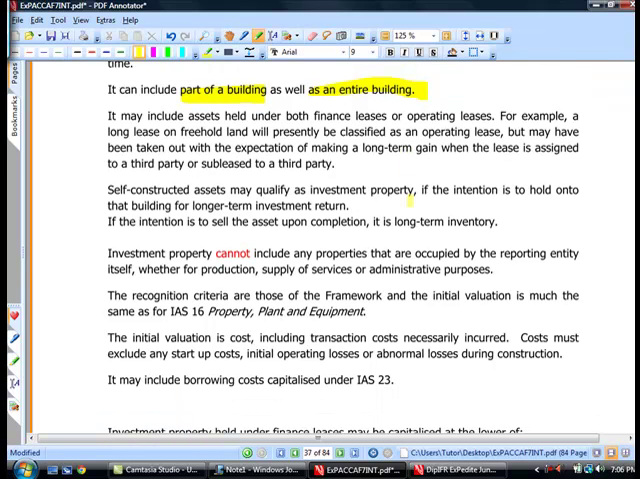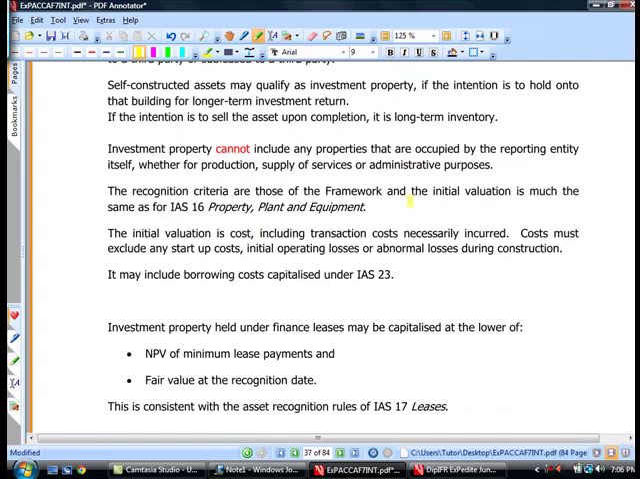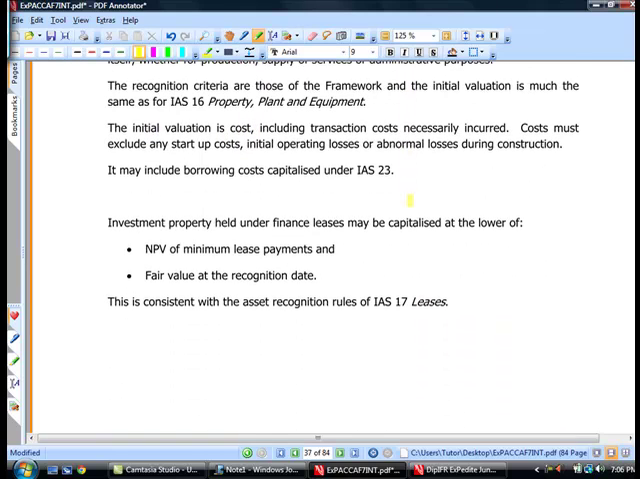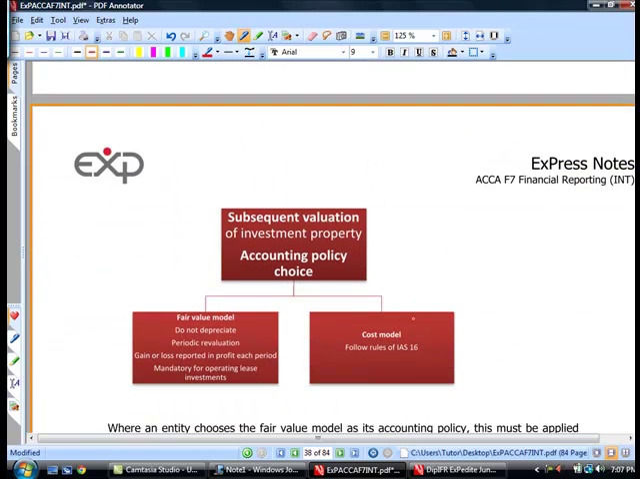Under investment property, we will never include owner-occupied buildings, that is IAS 16, or facilities which are basically used in production and supply of service and admin. That is IAS 16. Investment property may be held under finance leases, and if so, it will be capitalized at the lower of either net present value of minimum lease payments or the fair value at the recognition date. And we will use the asset recognition criteria prescribed in IAS 17 leases.